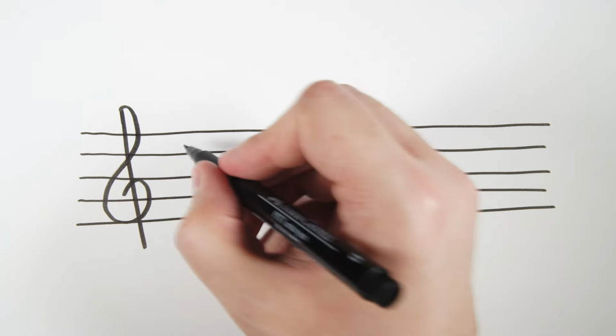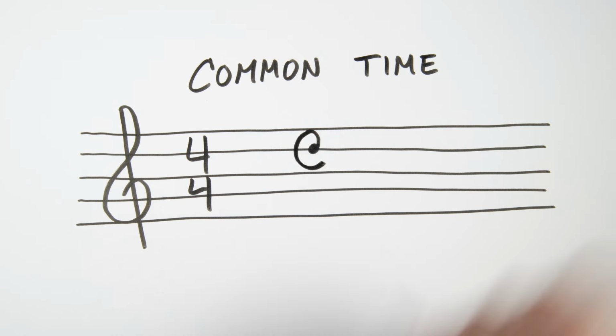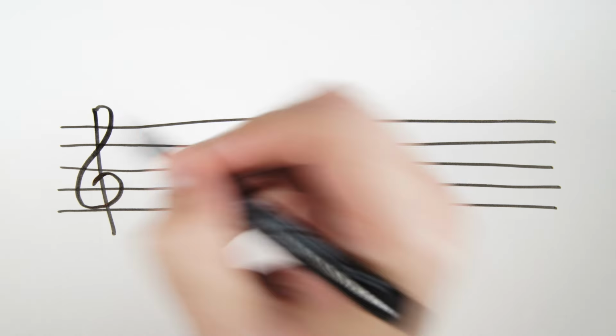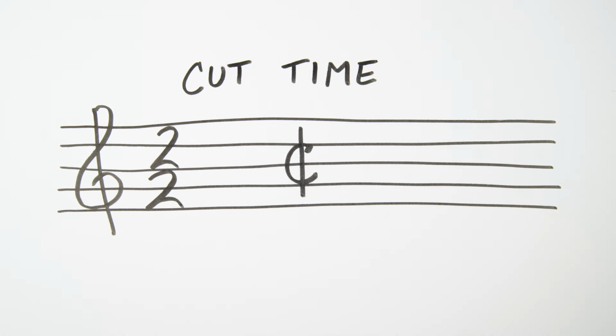4/4 time is also referred to as common time, and is written as a letter C where the time signature would be. 2/2 time is also referred to as cut time and is written as a letter C with a line down the middle. You can also have a time signature that doesn't fall into any of these categories, but that's a video for another day.